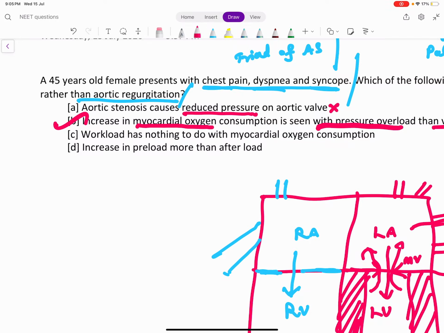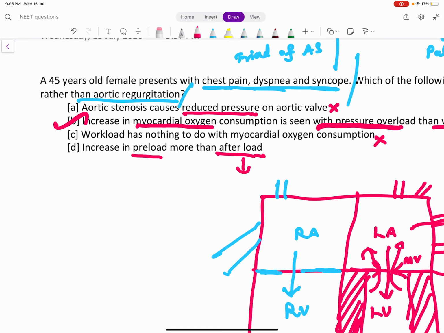Workload has nothing to do with myocardial oxygen consumption. Wrong. We know Laplace's law. Wall tension is directly proportional to the pressure. So more pressure, more workload, more oxygen consumption, right? Increase in preload more than afterload. It is actually the reverse.